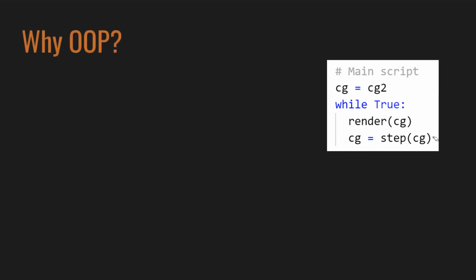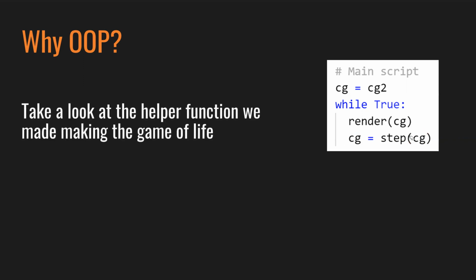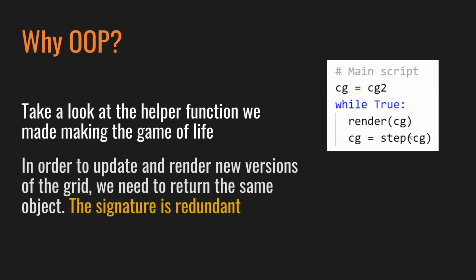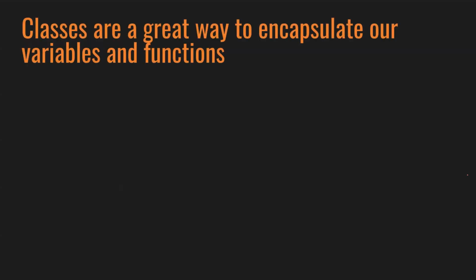But when you have a game that starts looking more complicated with multiple objects, giving one thing in order to return the same thing, just updated, is kind of redundant. So that's when we need object-oriented programming. In order to update and render new versions of this grid, we need to return the same object. The signature would be cell grid produces cell grid. Cell grid is redundant. Okay, so we need a better approach.